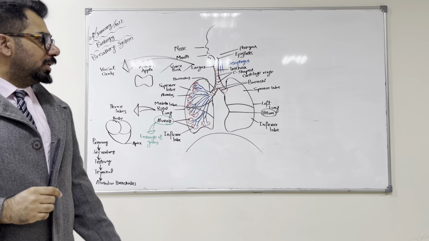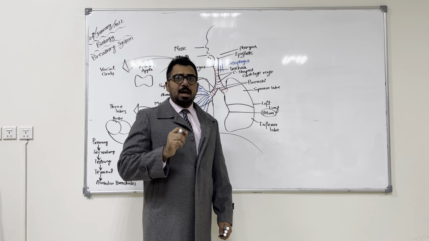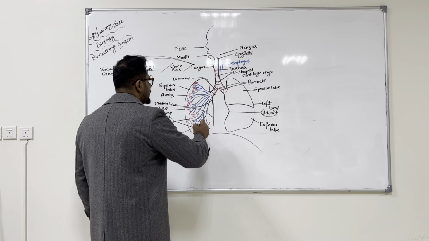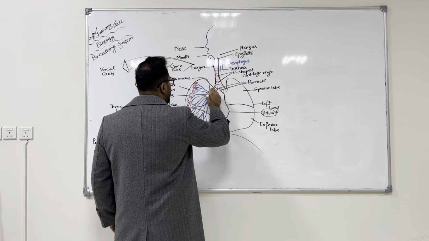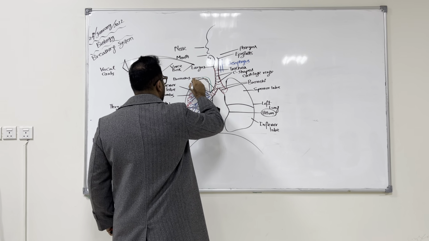Now, around the lungs, there is a membrane present. I am drawing that membrane with the green color. Around both lungs, separately, these membranes are present. Does anyone know the name of this membrane? Very good. This membrane is called the pleural membrane.